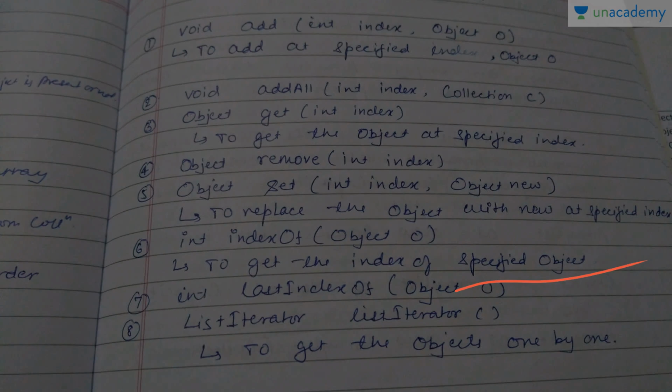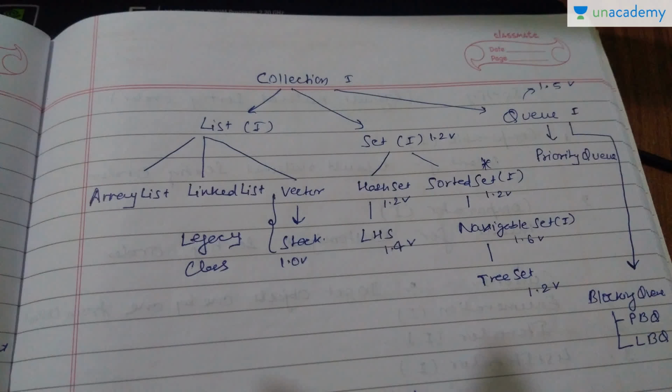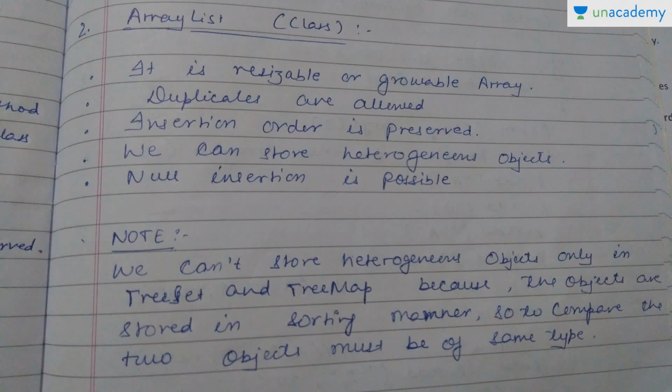Now we'll go to the ArrayList section. ArrayList comes under the list interface. It is a class because we have not written I here. I means interface, and if we have not provided anything, that means it is a class. ArrayList is a class and it is a resizable or growable array. Whatever elements we want can be stored in this ArrayList. Duplicates are allowed here; we can enter duplicate values. Insertion order is preserved, and we can store heterogeneous objects. Heterogeneous objects means we can store objects of different types. Null insertion is also possible in ArrayList; we can insert a null object.